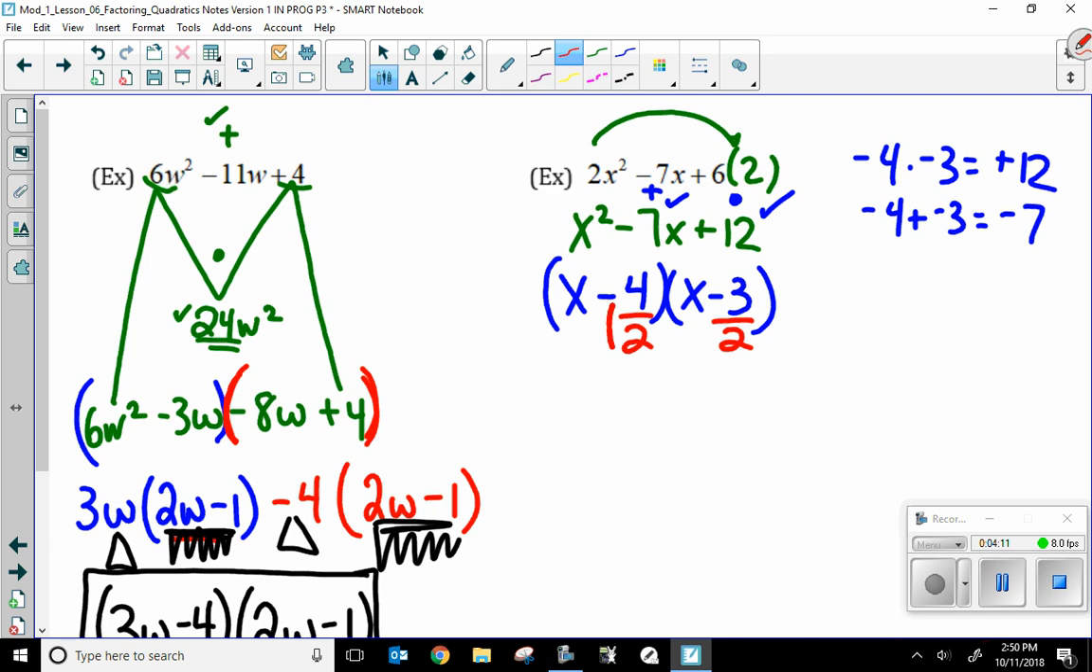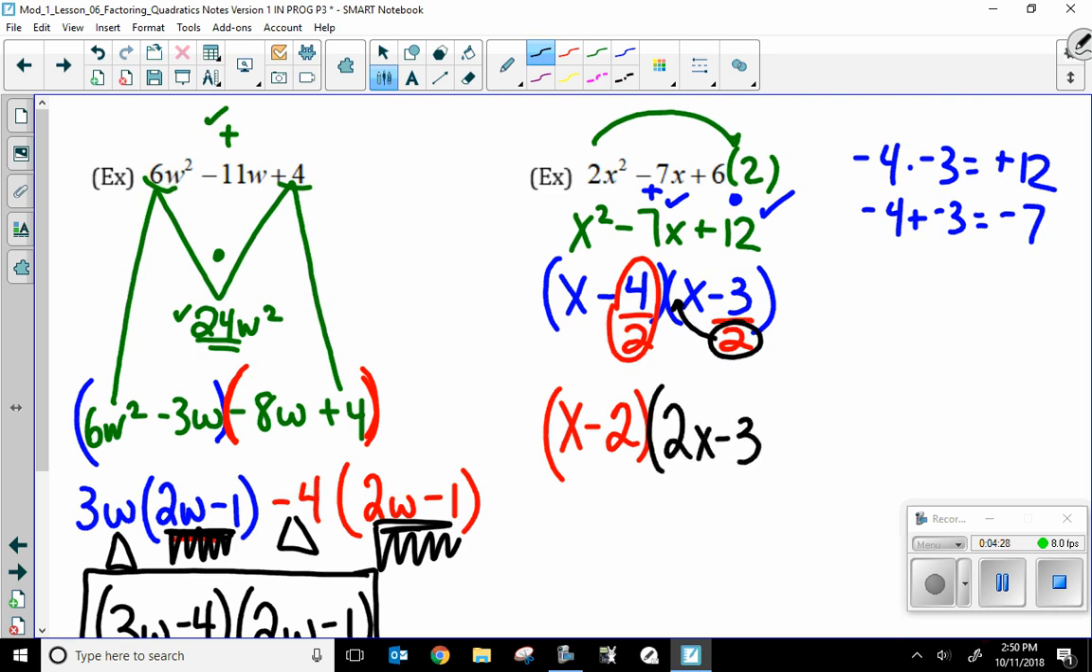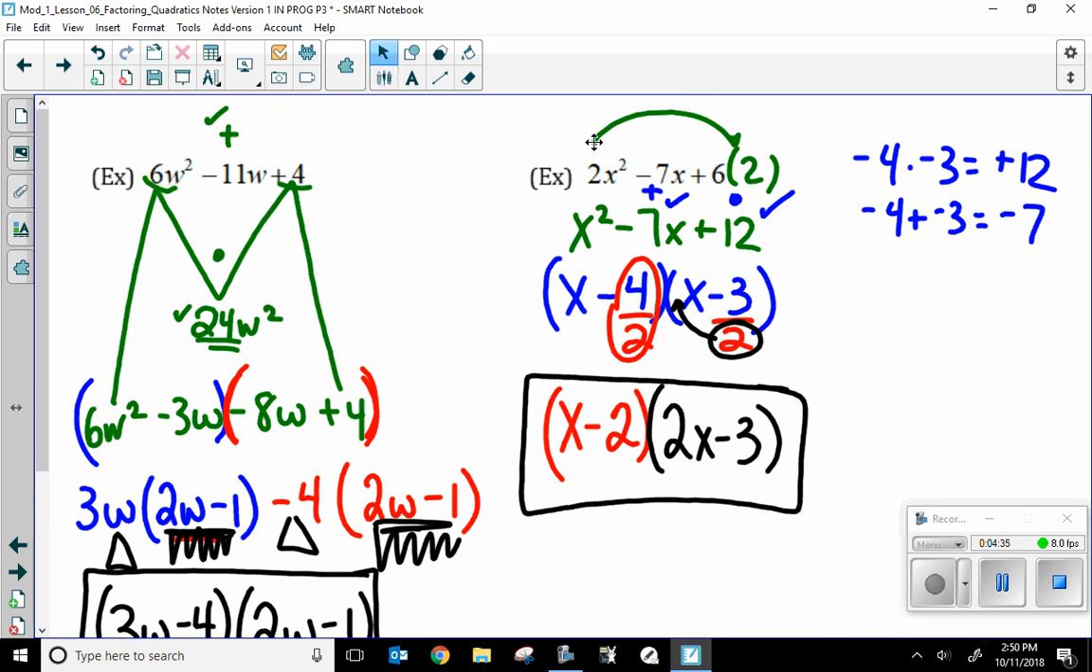Okay, this fraction right here turns into x minus 2. I cannot reduce 3 over 2. I cannot reduce this. So now I do bottoms up. My bottom comes up. 2x minus 3. Done. Again, I could have used the M method, but I used slip and slide. I personally like slip and slide better, but this M method isn't bad either. Not at all.